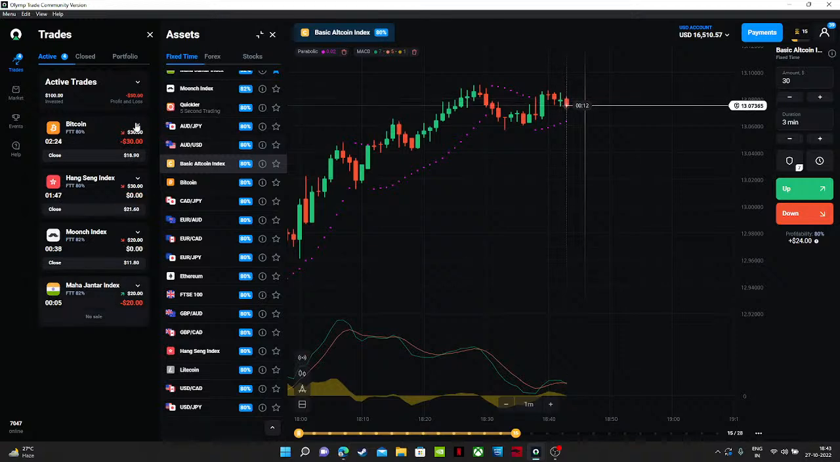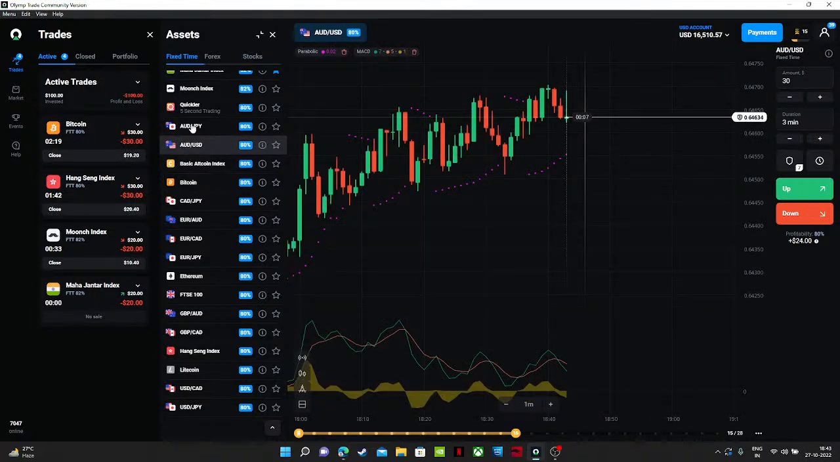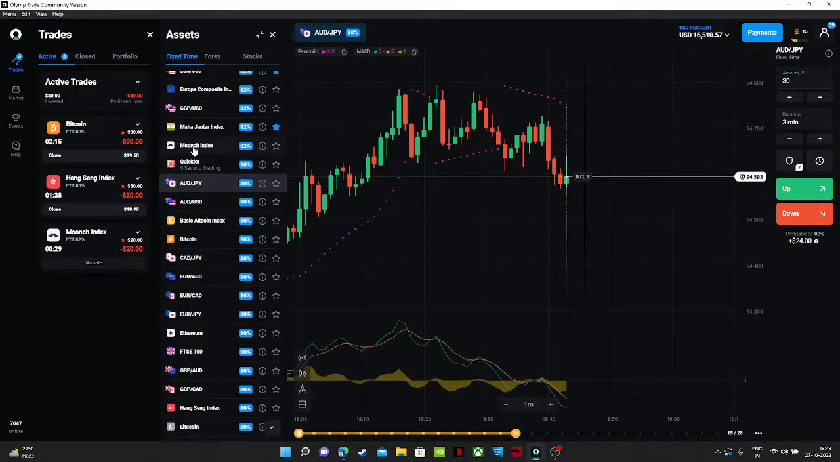So after all these four trades, we will see what is the overall profit and loss situation. Based upon that, we will take the next entry and try to recover the lost amount in the next trade.